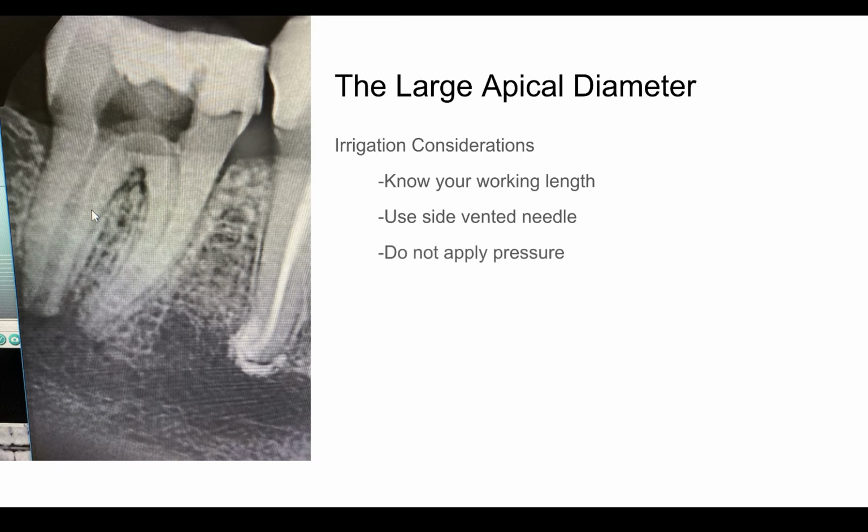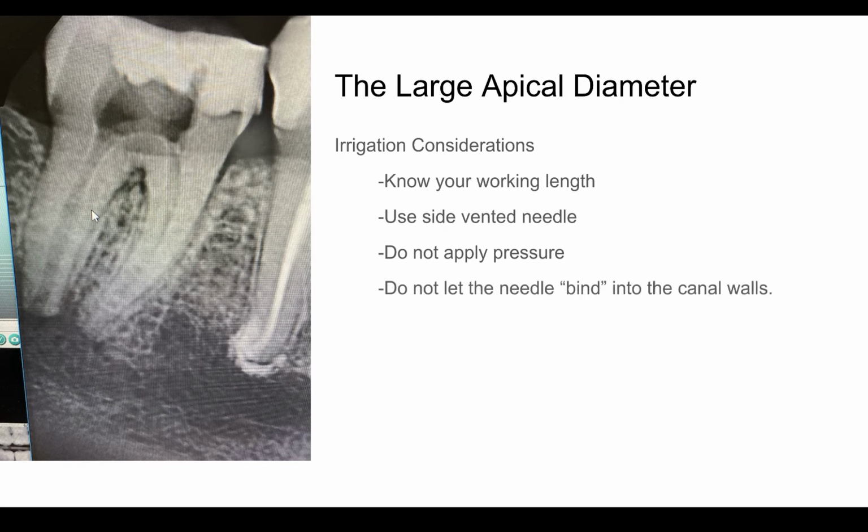Do not apply pressure. As you are irrigating, it's not uncommon for the needle to bind on the walls and for us as clinicians to apply a little bit of pressure. Under normal circumstances, that's probably not clinically significant. It's inadvisable, especially under these conditions. So you should be passively adding the irrigant into the canal and not actively applying pressure to the syringe as you're applying the irrigant.